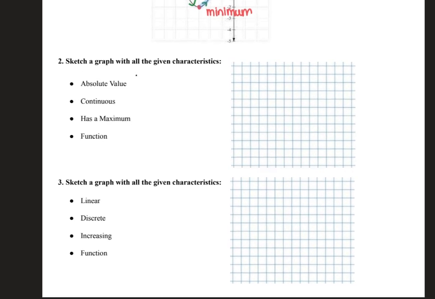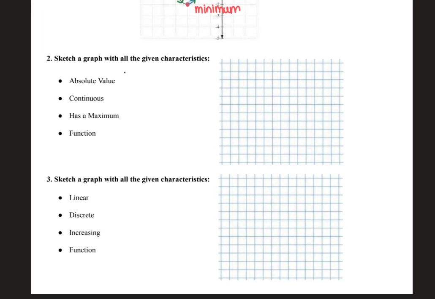All right, number 2 and number 3, we're sketching graphs with certain characteristics. Starting with number 2, it says the graph should be an absolute value function, which we know is V-shaped, so it might be a V-shape facing up or a V-shape facing down. Continuous means our points are connected. It has a maximum, so in terms of our V-shape, we know that it's going to be facing down, which gives our graph a maximum point.